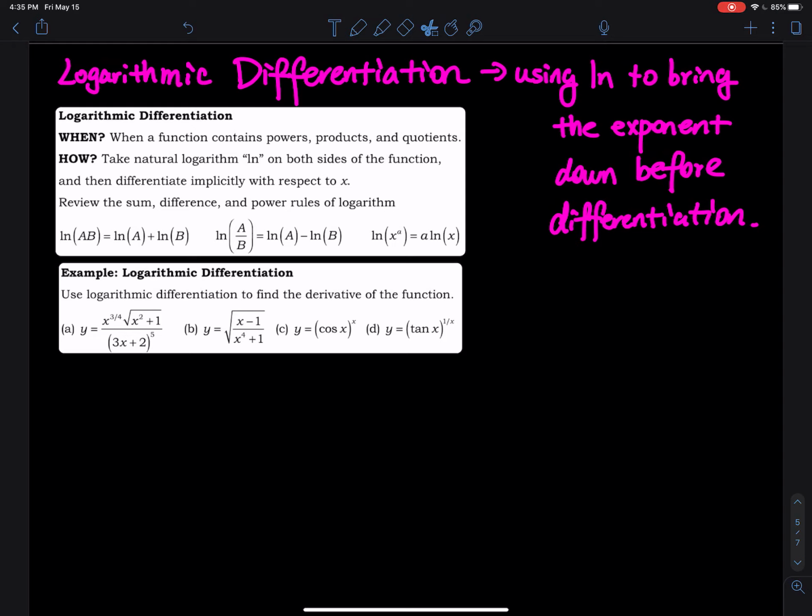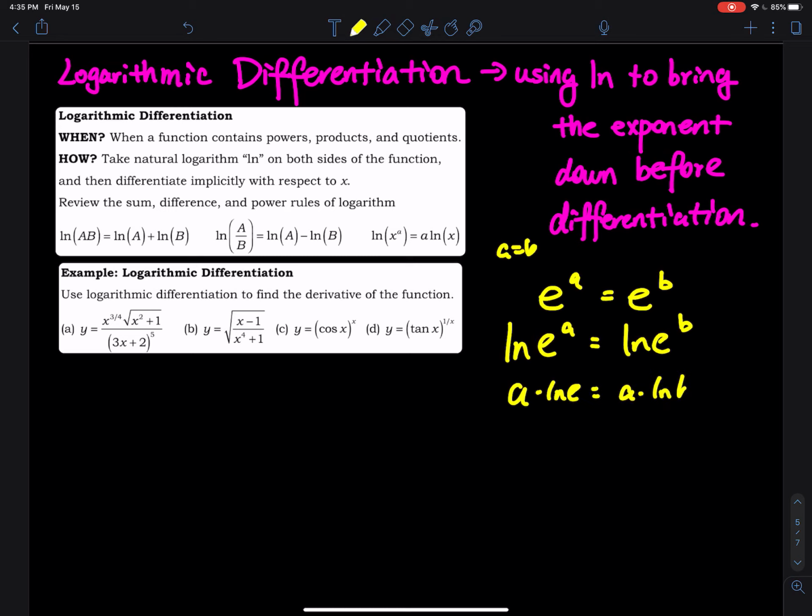Let's start with something easy. So let's say we have e to the a equals e to the b. So that means a must be equal to b, right? So if you take ln on both sides, and then ln e to the b, you bring the power down. So a times ln e equals b times ln e, and then ln e is equal to 1, so you have a equals b. That is how we take natural log on both sides.